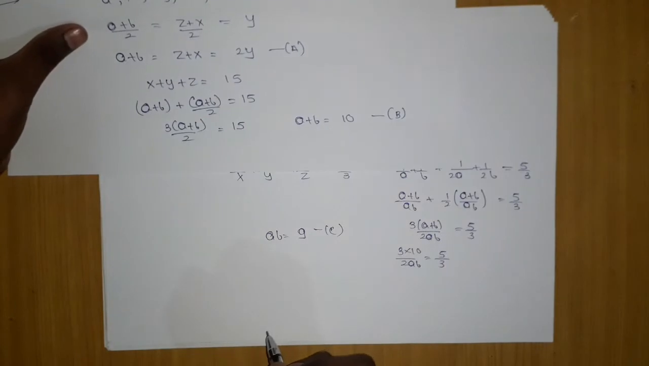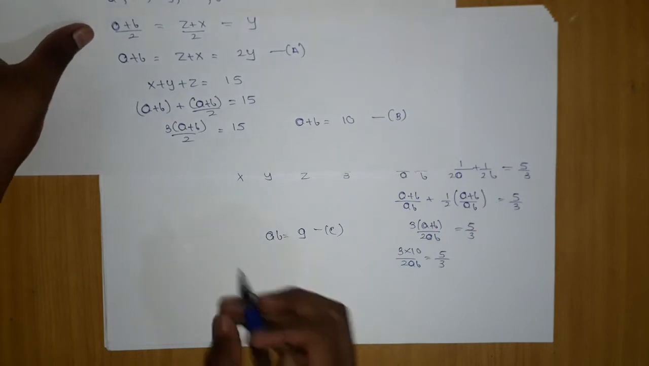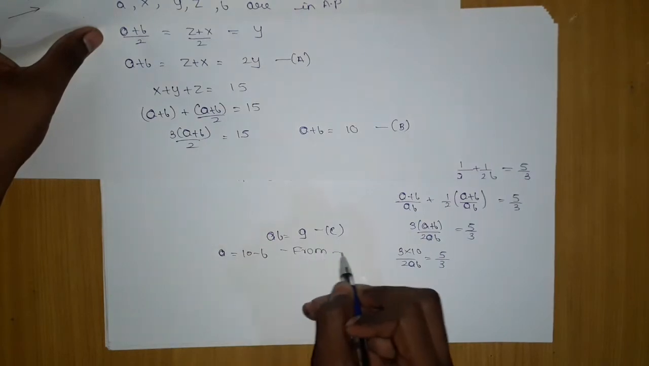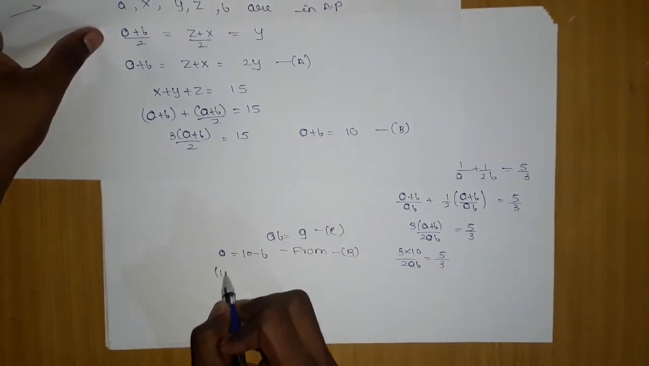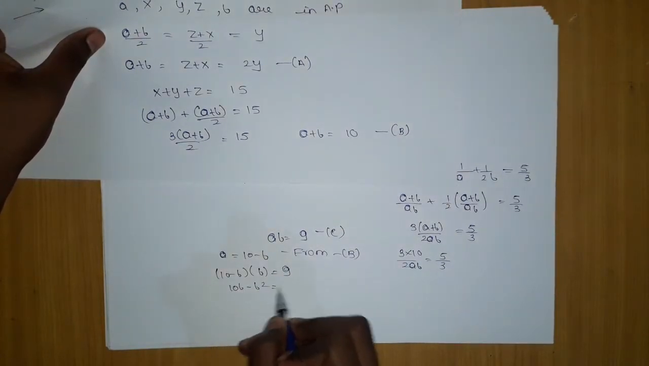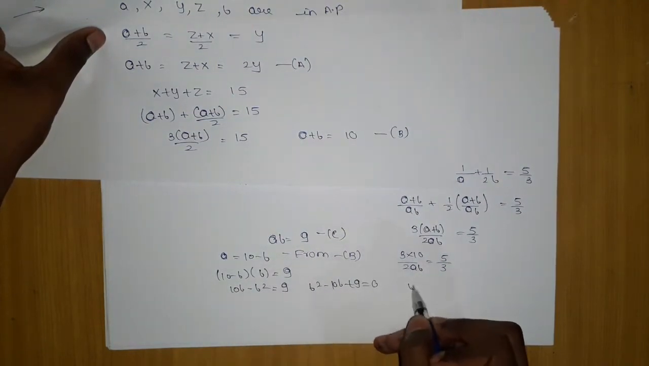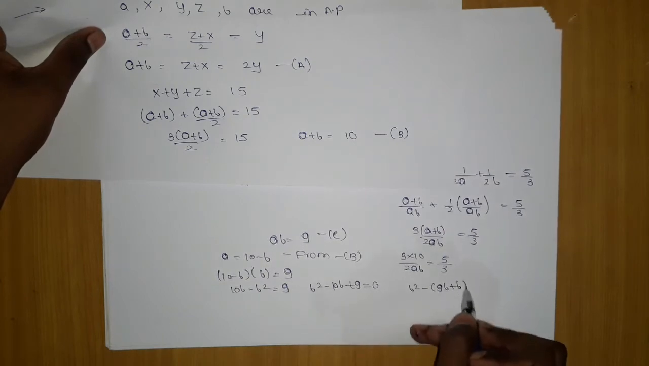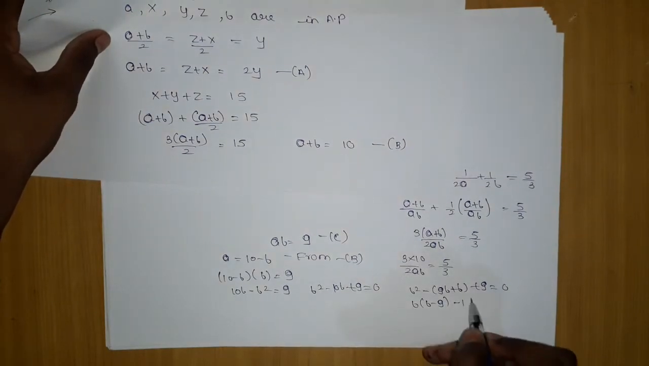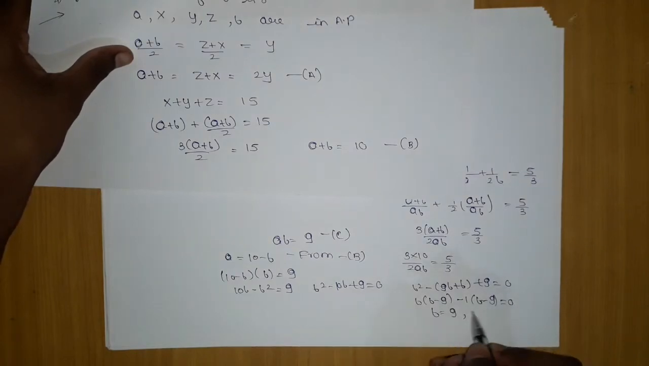Now I want to get the a and b values before I proceed. So how will I get my a and b values? I can write a as 10 minus b, then I will substitute it. (10 minus b) into b should be equal to 9, giving me 10b minus b square is equal to 9, giving me b square minus 10b plus 9 should be equal to 0, giving me b square minus 9b minus b plus 9 equal to 0, giving me (b minus 1)(b minus 9) should be equal to 0. So b is equal to 9, comma, b is equal to 1.